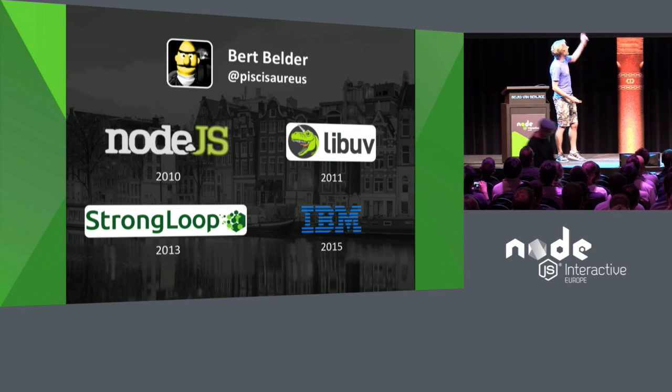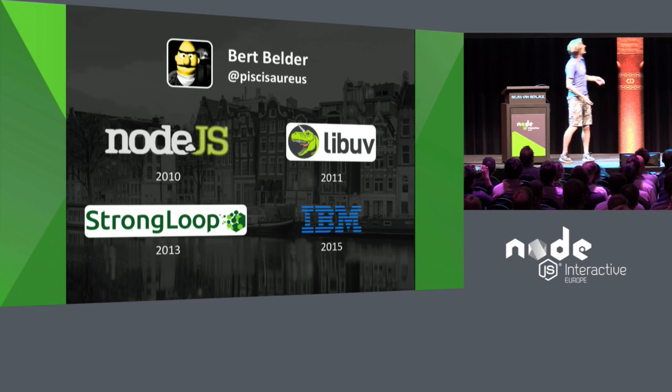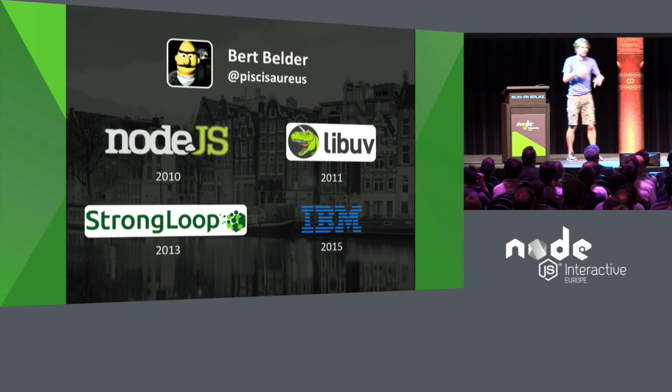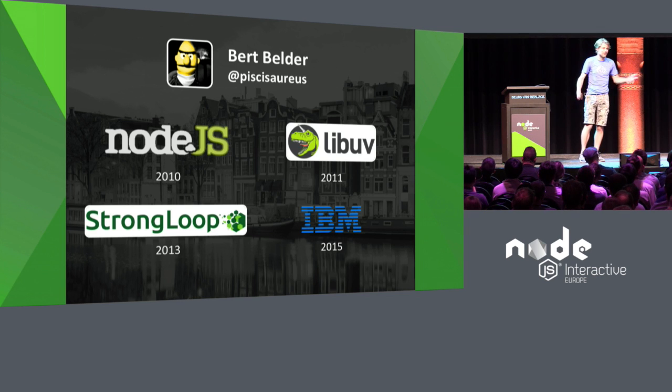All right. Well, for people that don't know me, you're not supposed to know me anyway. My name is indeed Bert Belder, and this is my limited history with Node.js. I got involved in 2010. In 2011, we started working on libuv, which is the internal event loop and I/O abstraction library. In this talk, I'm going to mash that all together and pretend it's all one thing.